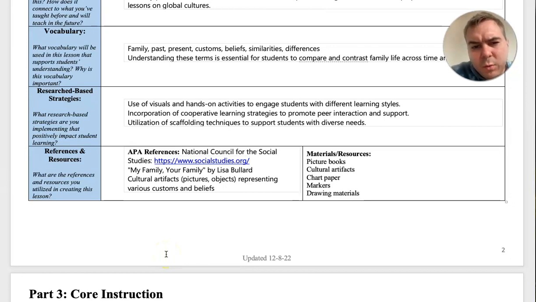The use of visuals and hands-on activities to engage students with different learning styles. Incorporation of cooperative learning strategies to promote peer interaction and support. Utilization of scaffolding techniques to support students with diverse needs.